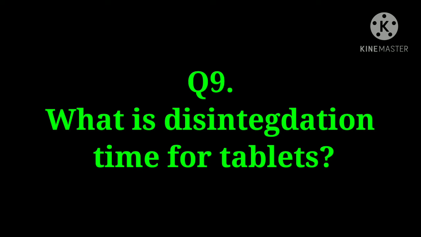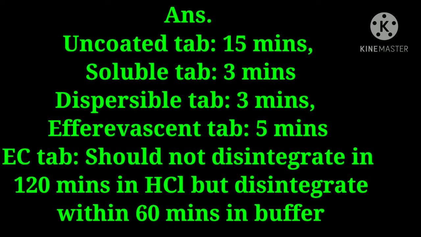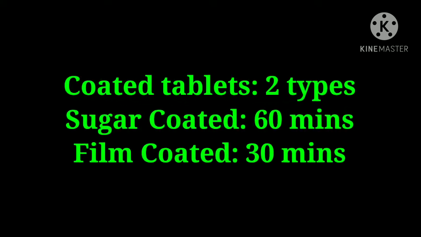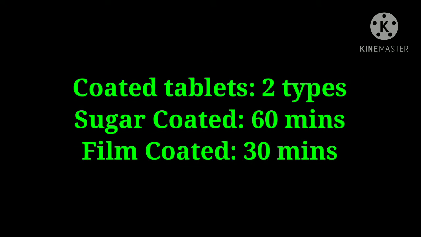What is the disintegration time for the tablet? For uncoated tablet 15 minutes, soluble tablet 3 minutes, dispersible tablet 3 minutes, effervescent tablet 5 minutes. Enteric coated tablet should not disintegrate in 120 minutes in HCl but should disintegrate within 60 minutes in a buffer. The remaining are coated tablets. Two types are there, sugar coated 60 minutes and film coated 30 minutes. This is the disintegration time for all tablets.